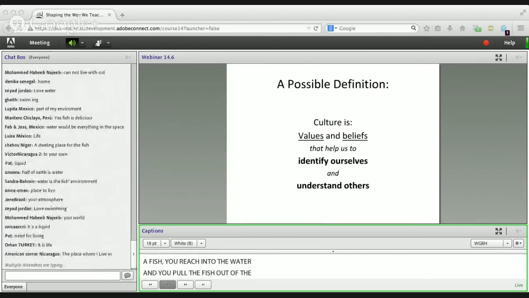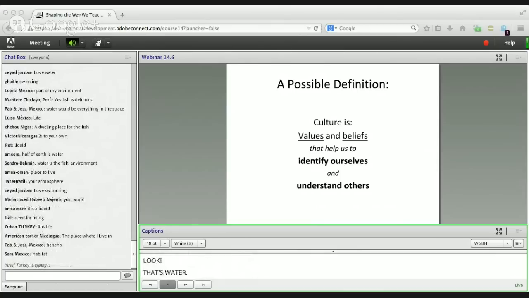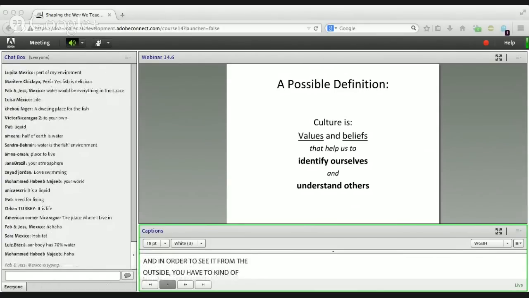And culture is kind of the same way. It is everywhere. We live it, we breathe it, it affects all of our actions and all of our decisions in ways that we don't notice. And in order to see it from the outside, you have to kind of step outside of it and look at it from a different angle. So water to a fish is like culture to us. Excellent, yes. I understand.